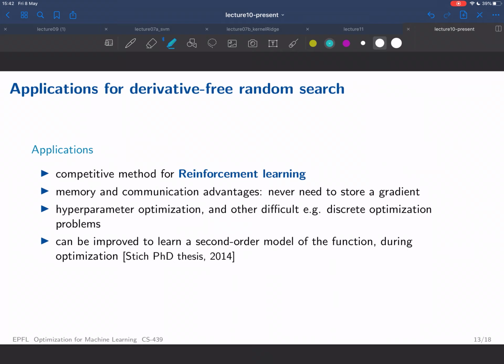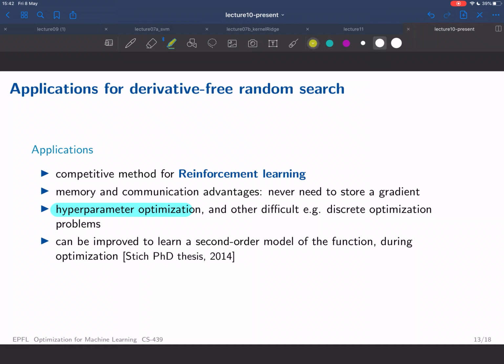All right, applications. I mentioned already hyperparameter tuning, which you have here. Sometimes you have discrete optimization problems where the X space is discrete. Then our theory doesn't apply, but the method is perfectly applicable. You just pick a random next candidate and check if the function value is better than before.